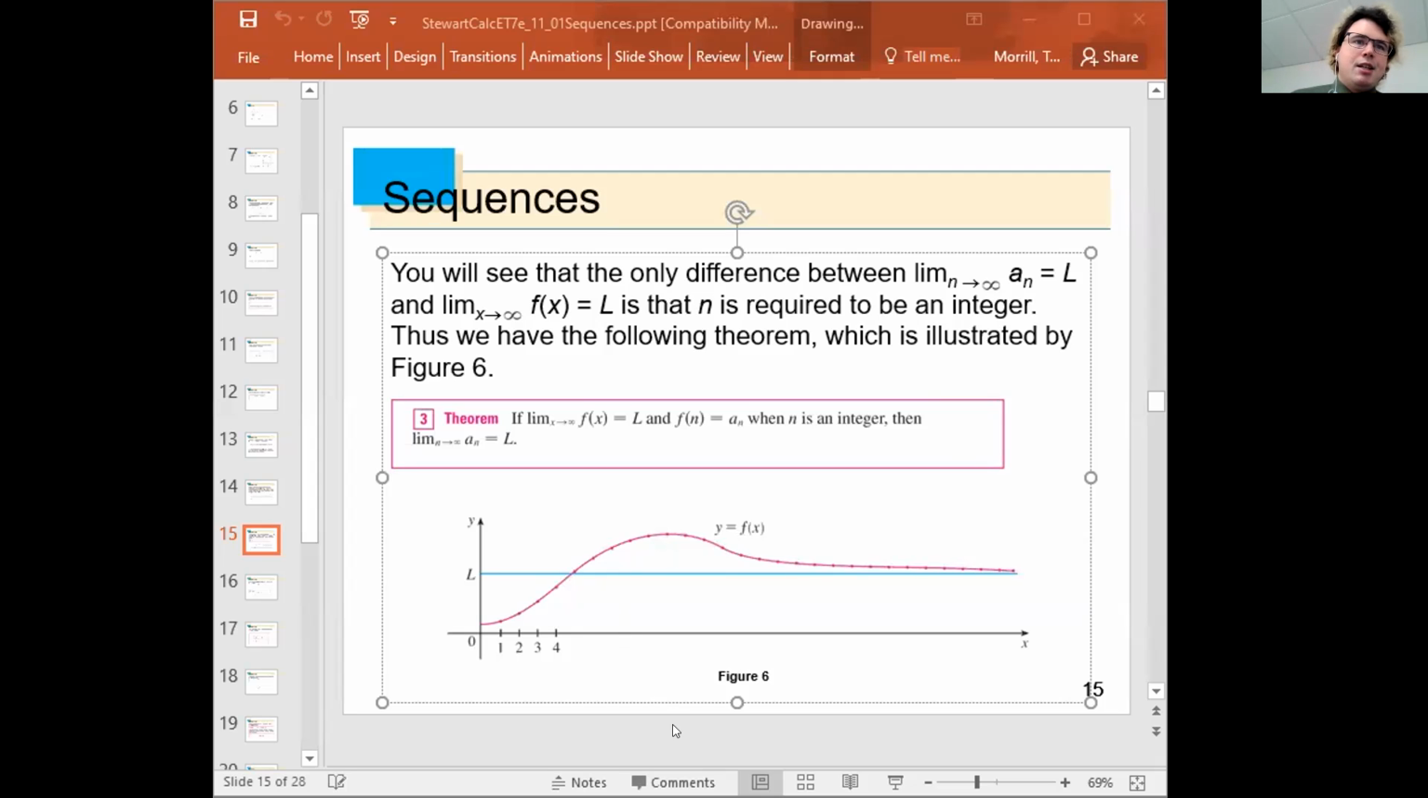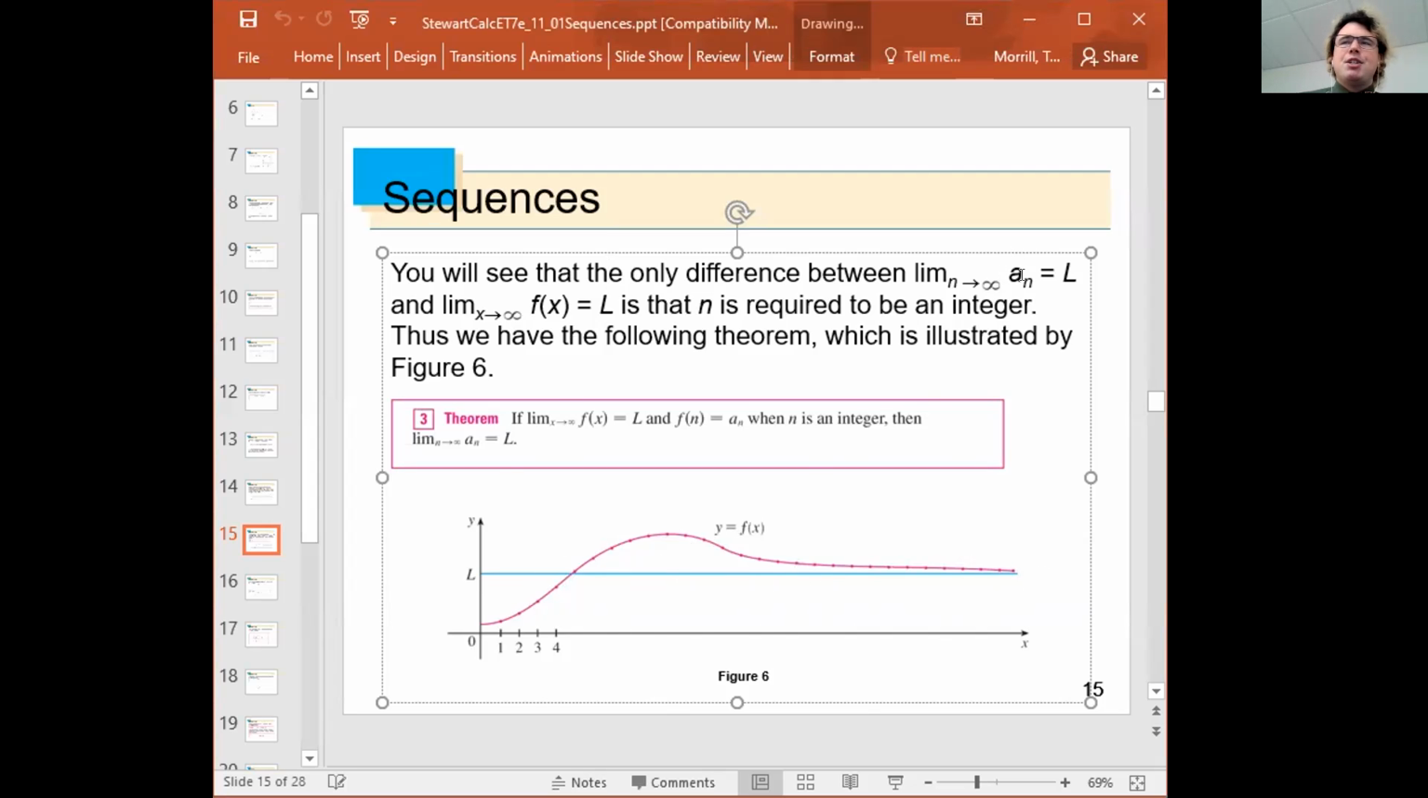Now this is the book's picture for the very same demonstration, that each of these dots on the pink curve represents one of the numbers in the sequence. And this sequence has a limit, which is represented by the horizontal line y equals L. How did we figure this out?